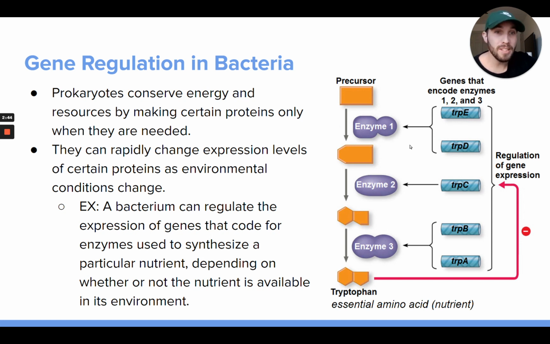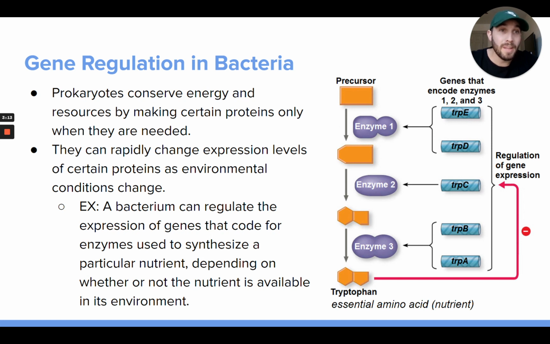In this example, these 5 genes, the TRPEDCBA gene, and the enzymes produced from those genes are creating a molecule called tryptophan. Tryptophan is a really important amino acid that all cells need. It's one of the 20 different amino acids that exist. And so anytime you're making proteins, a lot of times you're going to need this amino acid to build lots of different proteins. So it's pretty important that you have this amino acid.